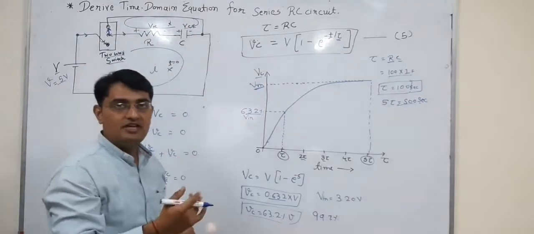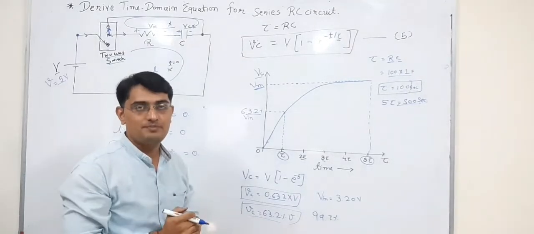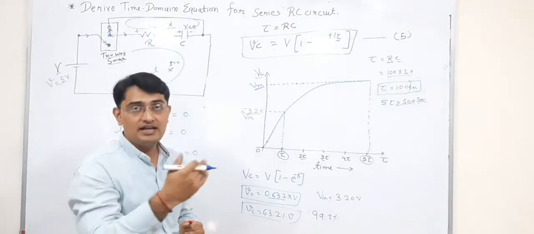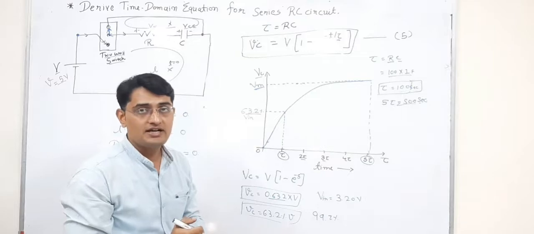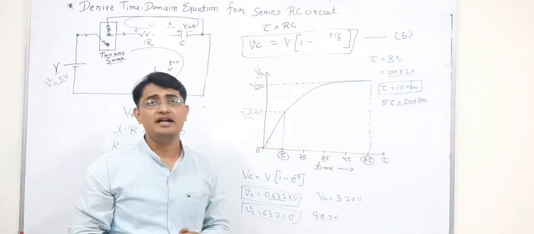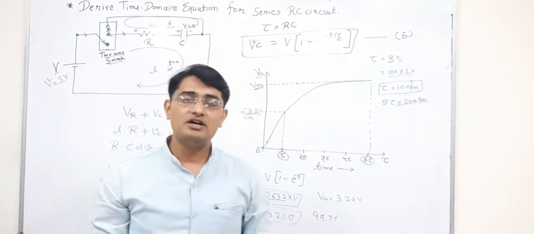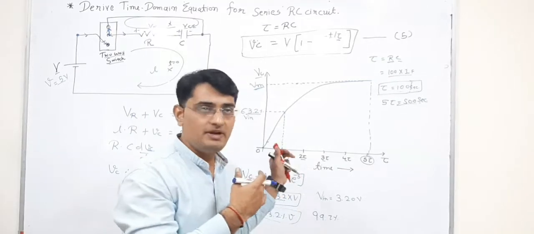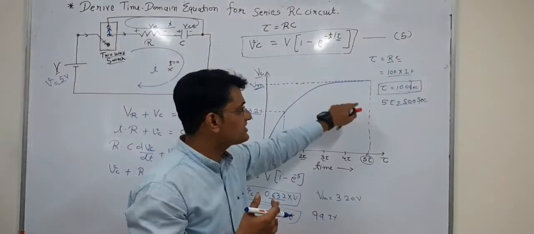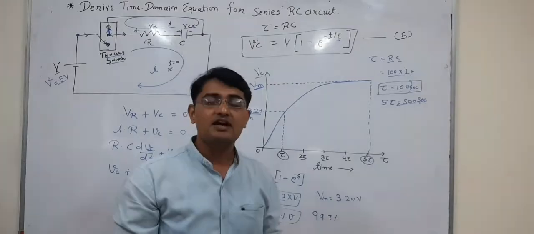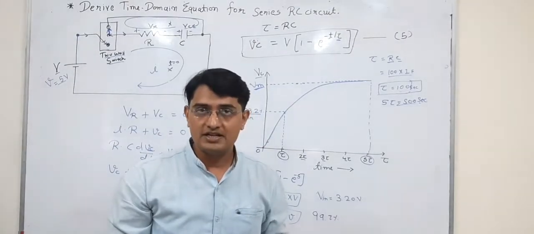And you can derive the equation for the discharging of the capacitor as well, and you can analyze the discharging curve for the capacitor. And now we'll verify this experimentally. We will verify this charging action, and we will also verify the time constant tau practically.